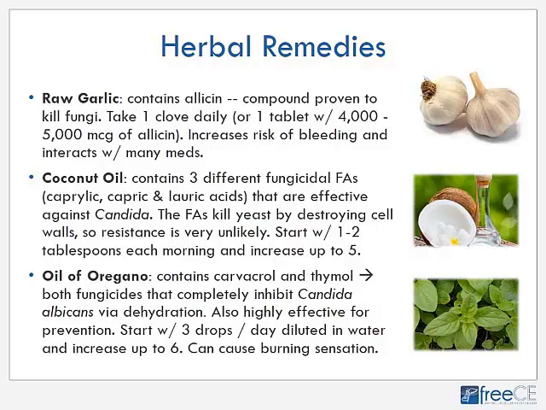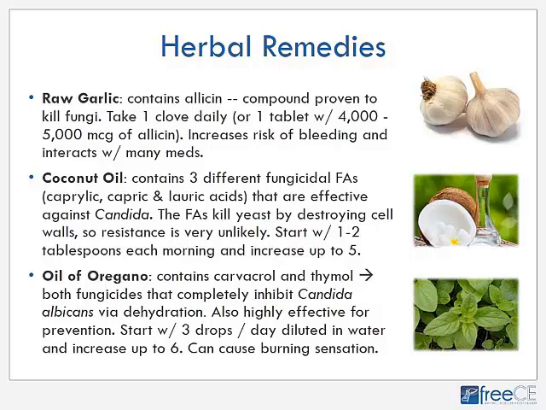Oil of oregano is also powerful. Contains the compounds carvacrol and thymol. Both are also fungicides that completely destroy Candida albicans via dehydration. Also effective for preventing Candida infections.